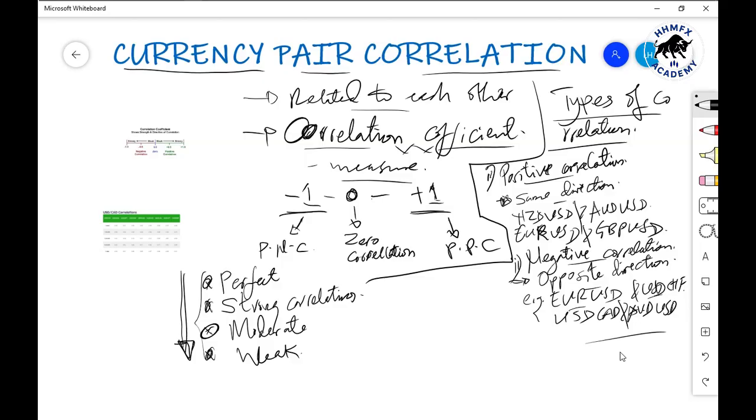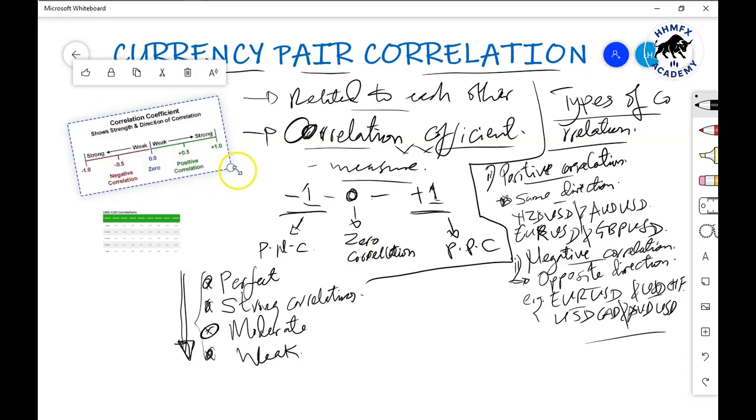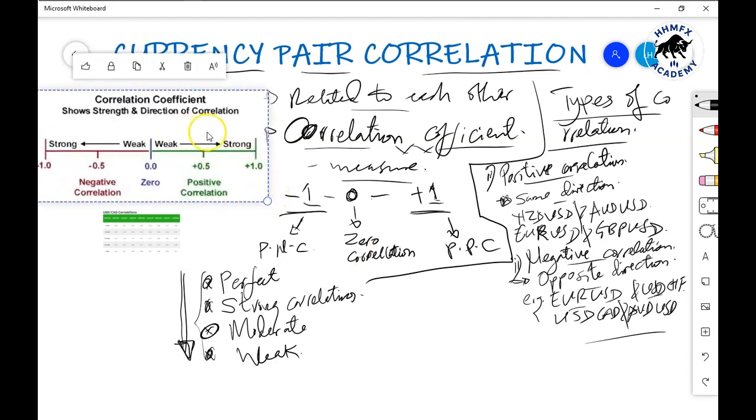So now this is all about the basics on currency pair correlation. The next idea is how you are going to use those correlations in analysis, and how you can use them in trading. So I have a picture here for correlation coefficient.